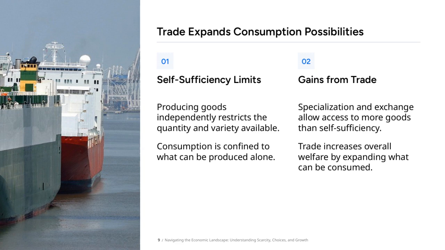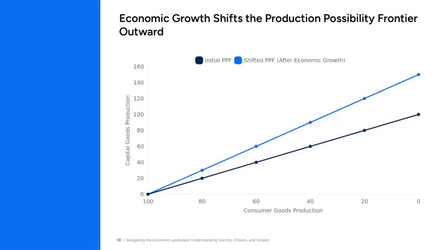This expansion of available products through trade ultimately increases overall welfare by broadening consumption possibilities. The image here of cargo ships at a busy port perfectly illustrates how trade connects different markets, enabling this flow of goods and benefits. Here we see how economic growth affects the production possibility frontier, or PPF.